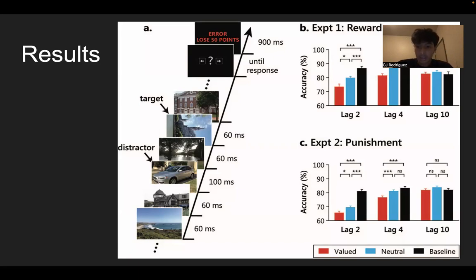And what we saw in this experiment was that your accuracy actually went down when you were rewarded for your accuracy or penalized for your accuracy. It actually went down. The red bars show the accuracy when you're rewarded or punished, when it's valued. Blue is when it's neutral. So there is a distractor photo, but it's not important. It doesn't impact whether you're rewarded or punished. And black is when I think there's no distractor at all.